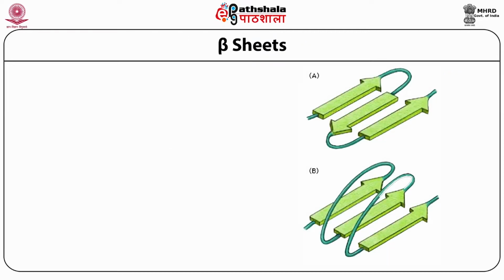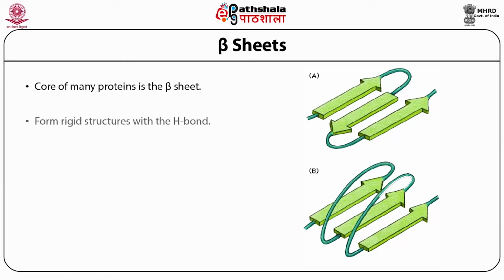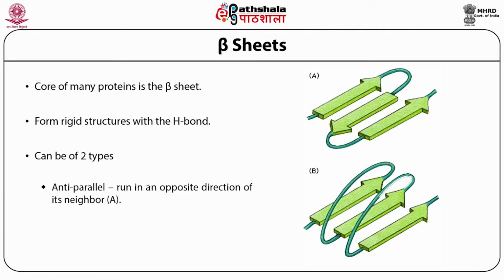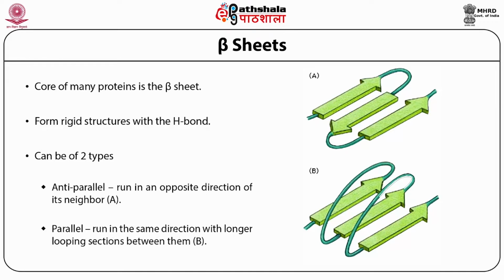Beta sheets are further explained: the core of many proteins is beta sheets. It forms a rigid structure with hydrogen bonds and can be of two types. Antiparallel means the strands run in the opposite direction of their neighbors. The other is parallel, which means the strands run in the same direction, with longer looping sections between them. This is how there are two types of beta sheets.